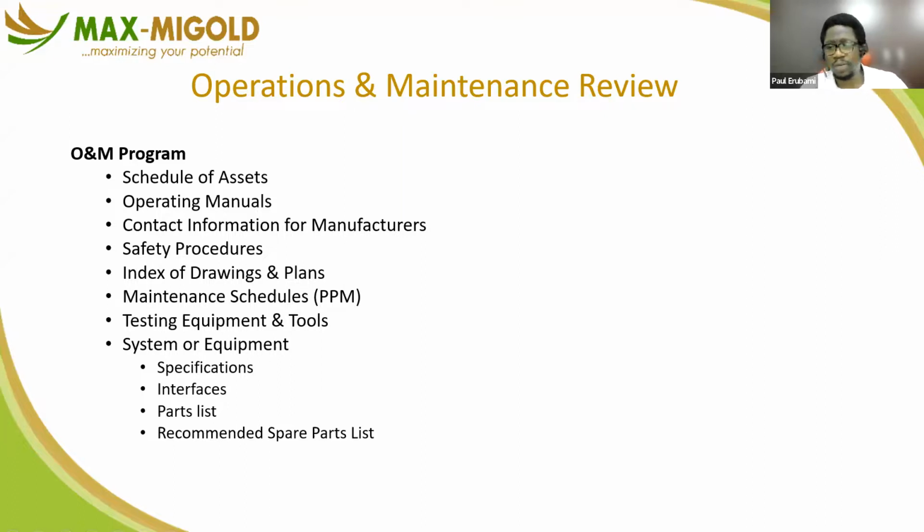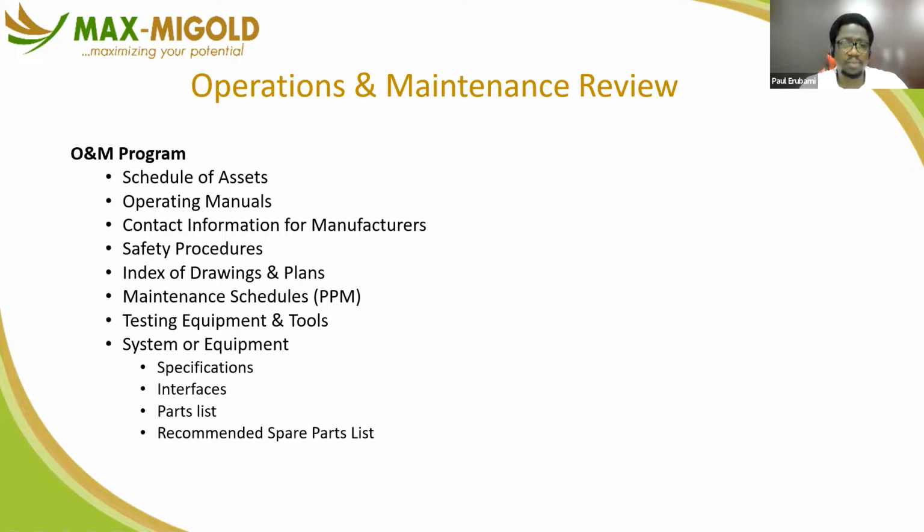So manufacturers' contact information in case of warranty follow-ups later, and replacements and repairs after sales service, which of course they would have left you to your fate if you don't have that information. Safety procedures need to be documented. Index of drawings and plans, maintenance schedule. You can imagine your maintenance schedule is really not for you to produce. It's supposed to come from them.